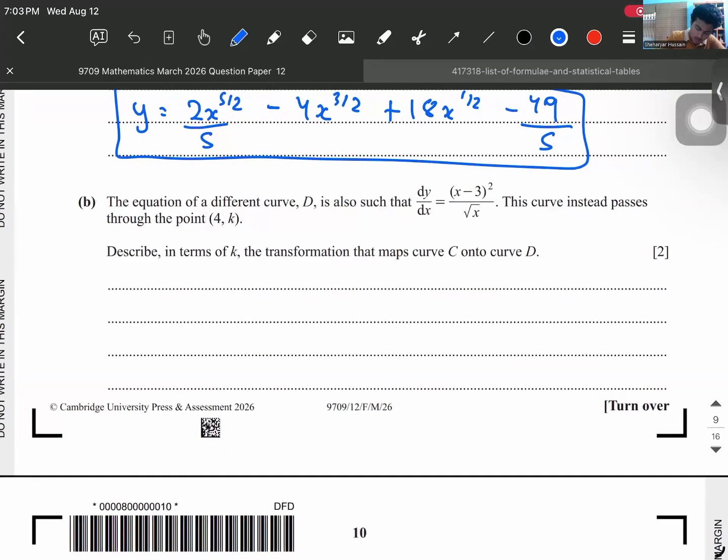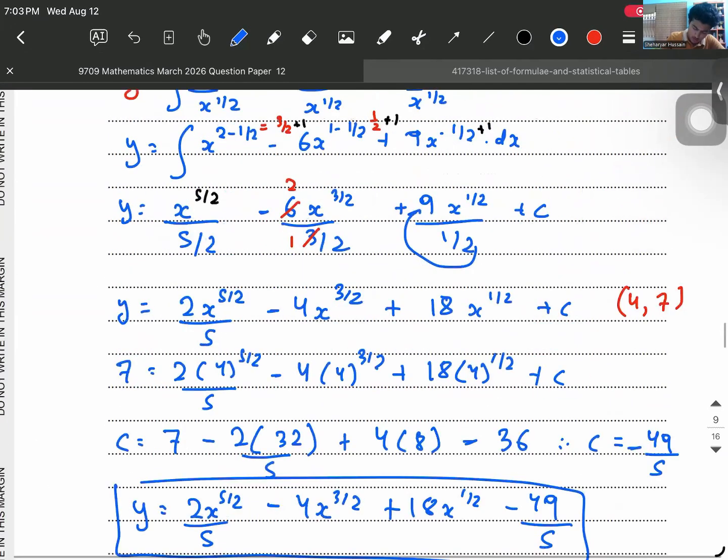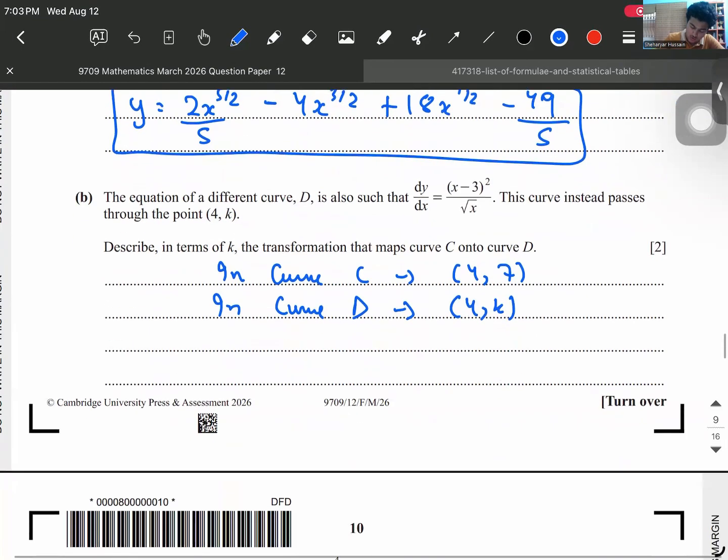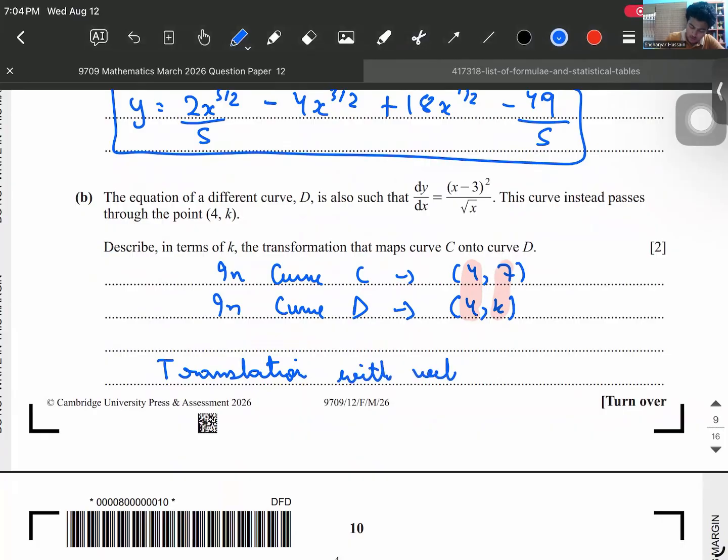Okay, that's no issue at all. So in curve C, the point was 4, comma 7, right? In curve D, what happens here is that this is 4, comma k. So it is just going to be a translation, because there is absolutely no change in the x value. There is only a change in the y values, right? So this is a translation. And an important thing to know here is that the vector is just going to be 0, right?